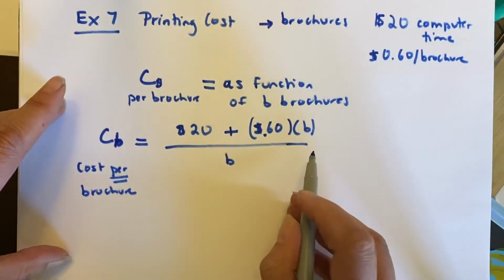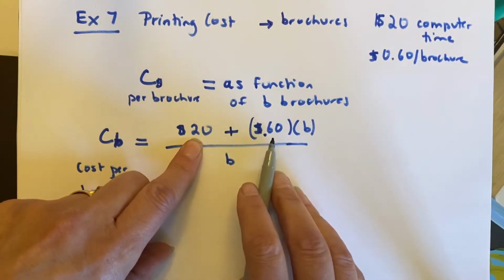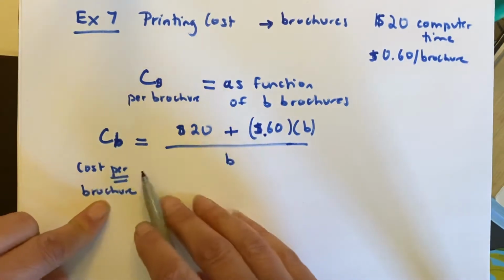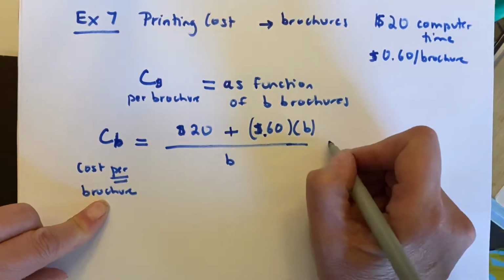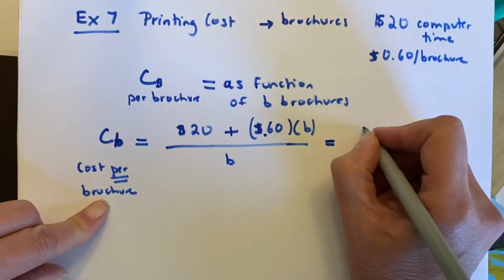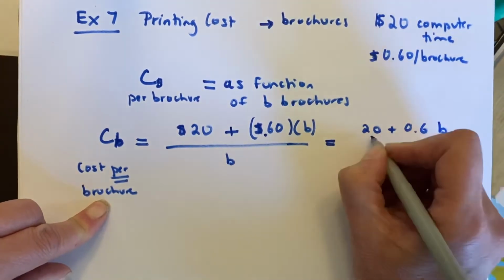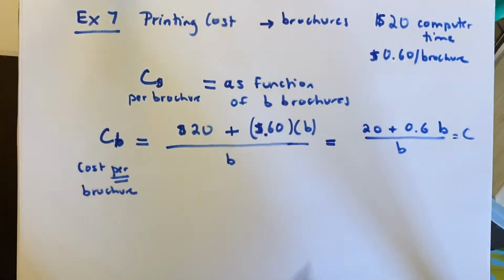If I'm dividing the total by the brochures, my total cost is $20 plus 60 cents per brochure times the number of brochures I'm doing. But to get it per brochure, I have to divide my total cost by B, the number of brochures. So just to simplify my equation, it's going to look like (20 + 0.6B) divided by B equals C. I'm just going to tack on C at the end again. Okay, so that is my equation, and that is the main question that needed to be answered.